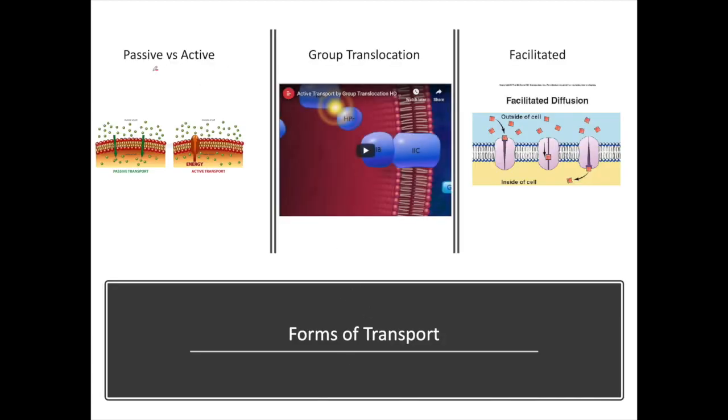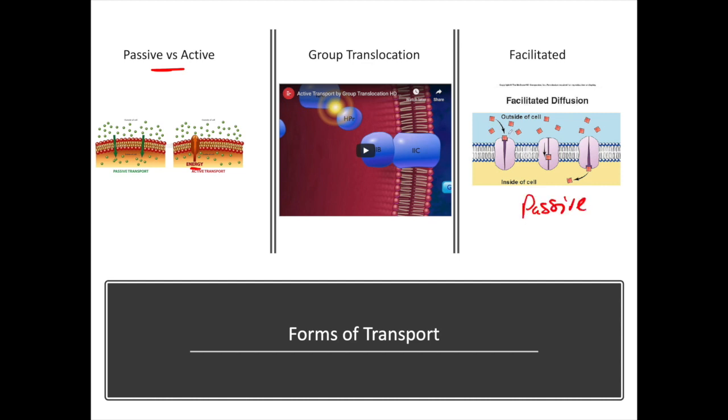So here's just some examples. This is passive transport versus active transport. So passive, I'm moving with my concentration gradient. Active, I'm moving against it using energy. Over here is facilitated diffusion. This is also a form of passive transport.